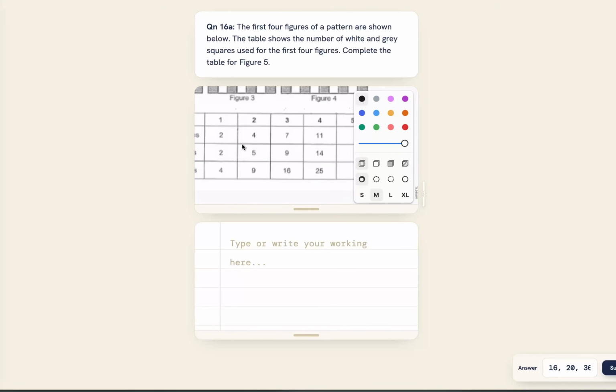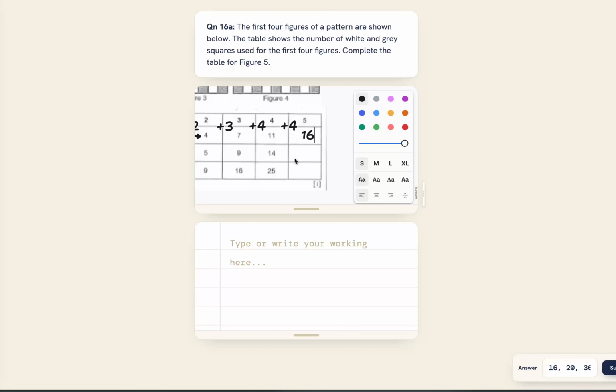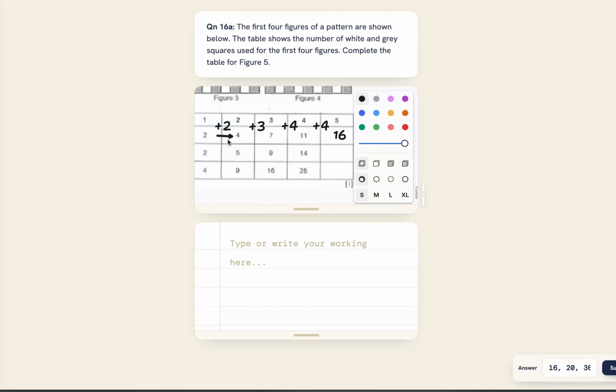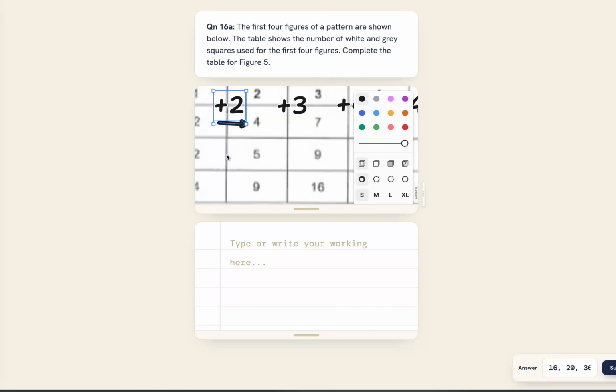So we have white squares and gray squares. From 2 to 4, it is 2. 4 to 7 is 3. 7 to 11 is 4. Okay, so in this case over here, we know that this is plus 2, then this is plus 3, and then this is plus 4, and then pretty obvious, this is plus 5. Okay, so that means this is 16, right? So 16, so let's see over here. Okay, so nothing too fancy or nothing too difficult.